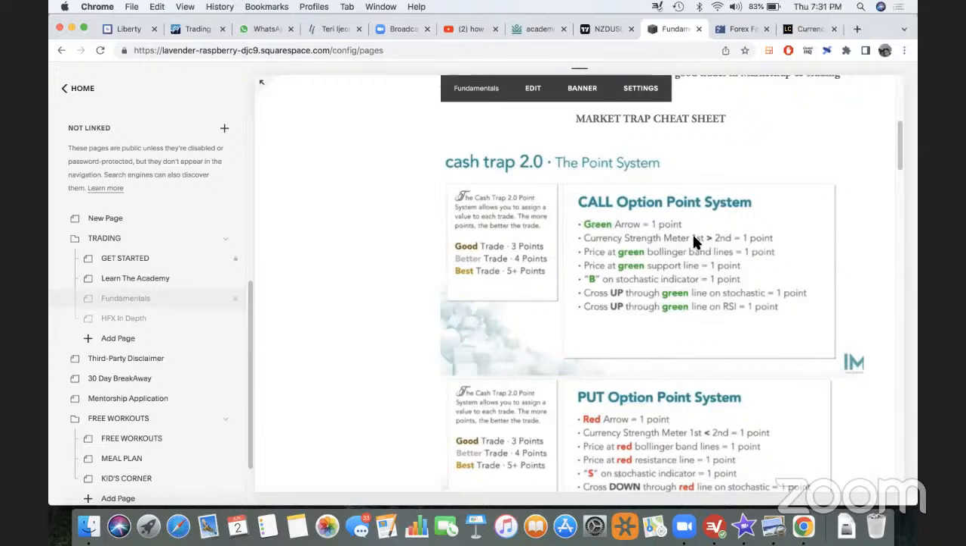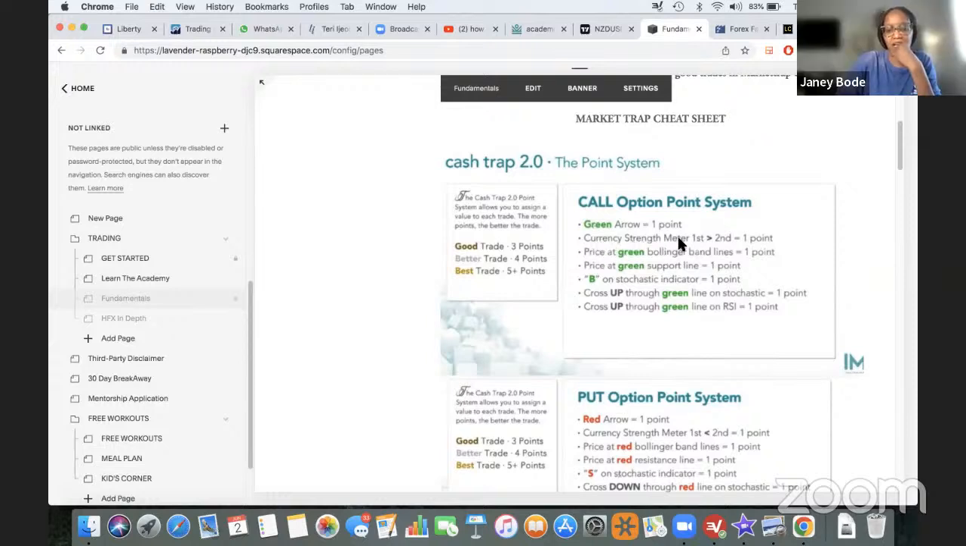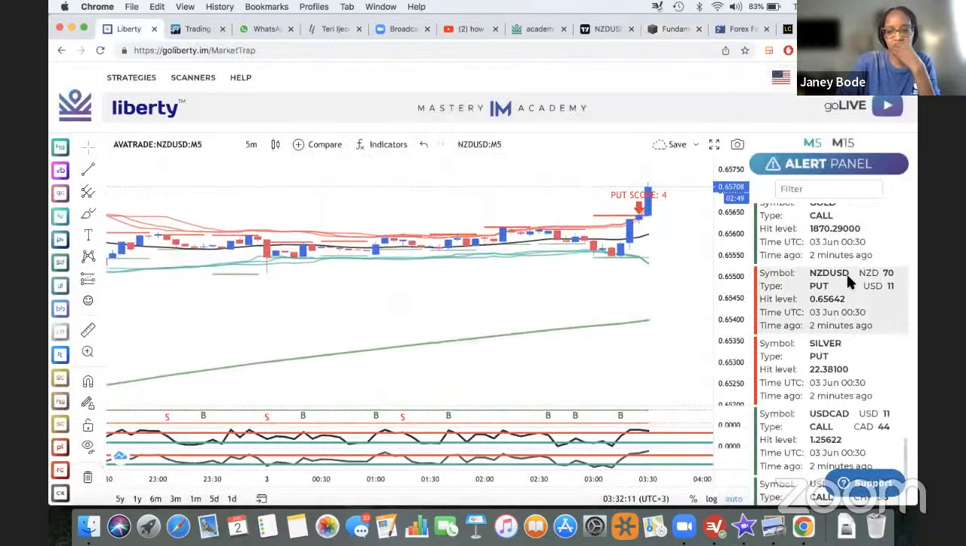So Jenny, don't leave me hanging here. Can you explain the currency strength, when you're on the buy side or on the sell side? Because I wasn't on the same page with you guys. Okay, this says currency strength mirror: the first one is greater than the second one. What does that mean in terms of NZD USD? The first one is greater than the second one.